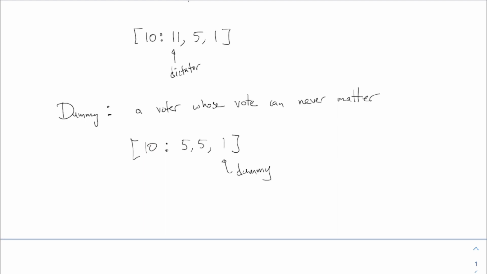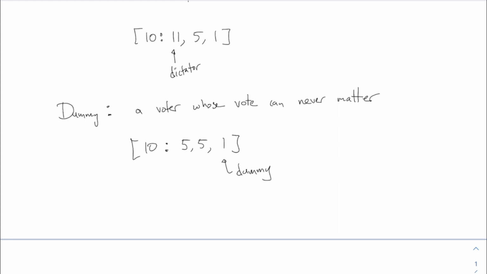Right? It's not actually about count. You don't actually count up how many people said yes and how many people said no, and whoever got more is the winner. Then it could be like 5 to 6, but you got to make it to 10 in order to pass the vote. All right, so that's what a dummy is, a voter whose vote can never matter.